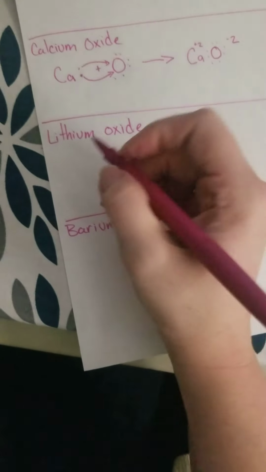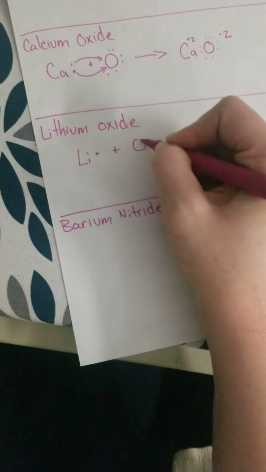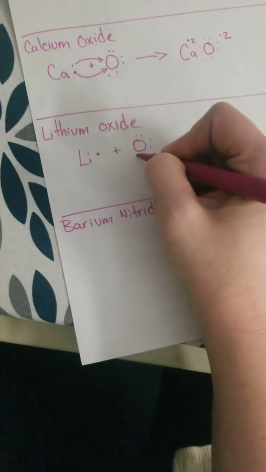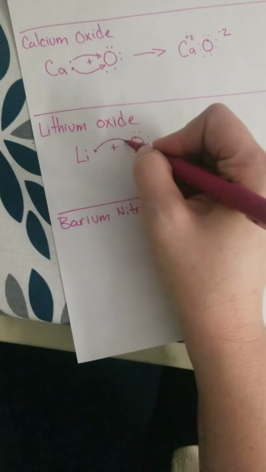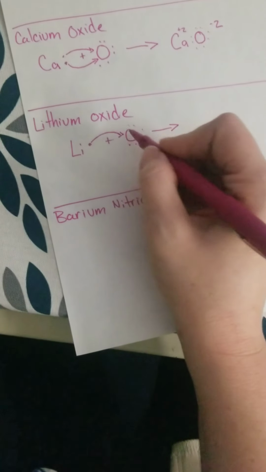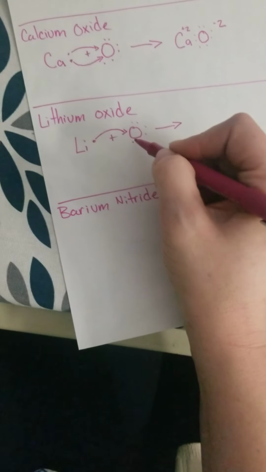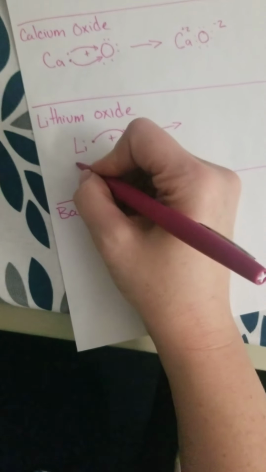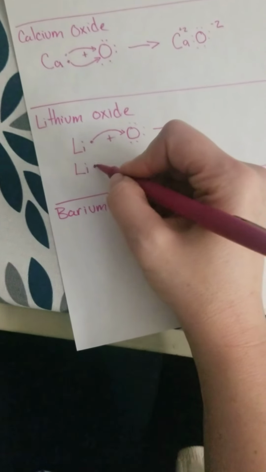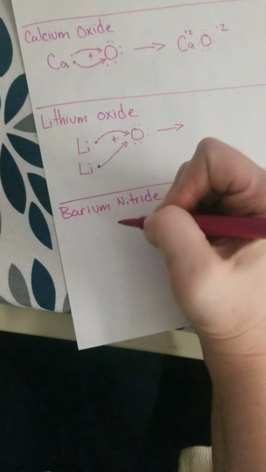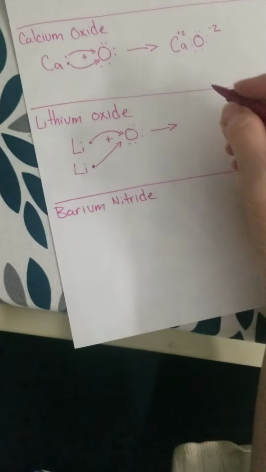Okay, moving down. We have lithium, which has 1 valence electron, plus oxygen, which has a total of 6 valence electrons. Draw our arrow. Lithium's going to give its 1 valence electron to oxygen because lithium's the metal. Oxygen at this point only has 7 valence electrons. It needs 1 more. Since we're trying to make a bond with lithium, we have to draw another lithium ion, give it its 1 valence electron again, and then draw the arrow over to the oxygen because the metal's always going to give its electrons to the nonmetals.